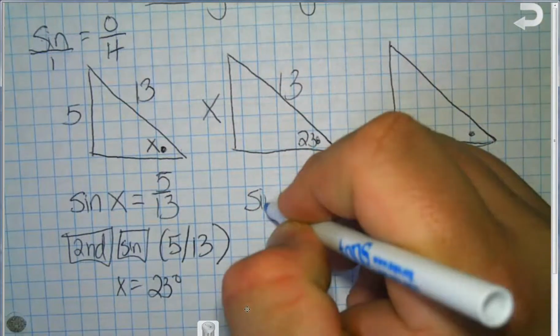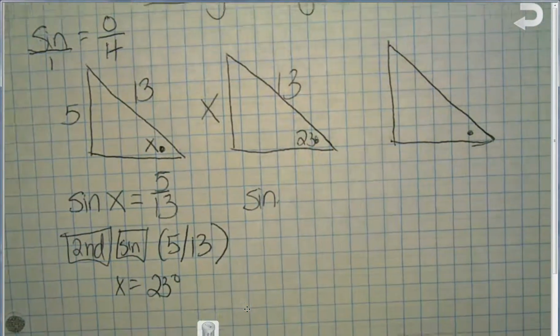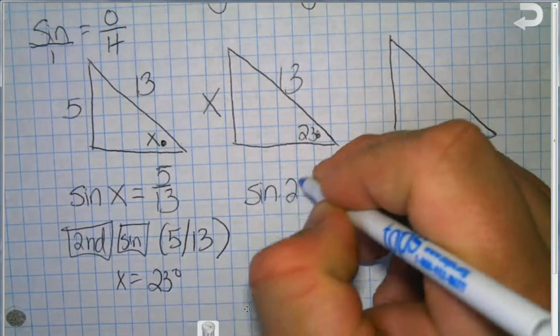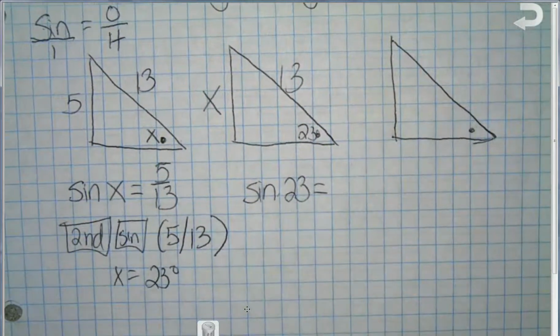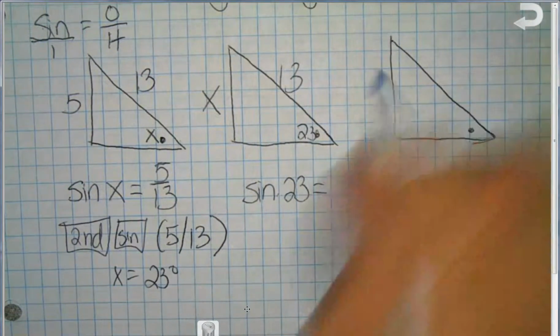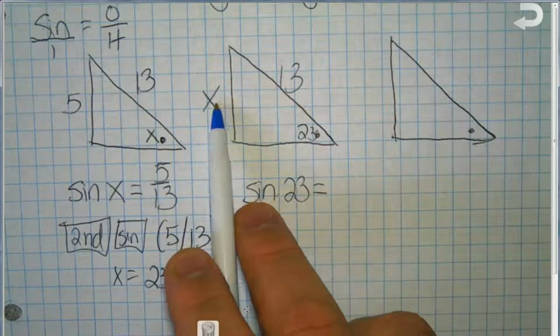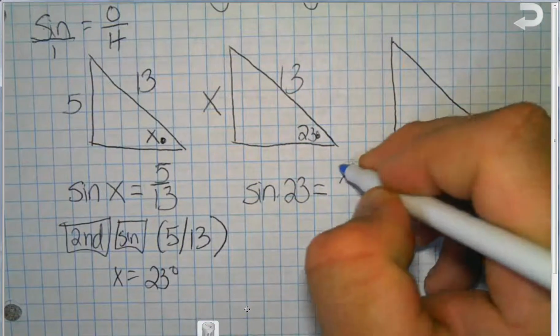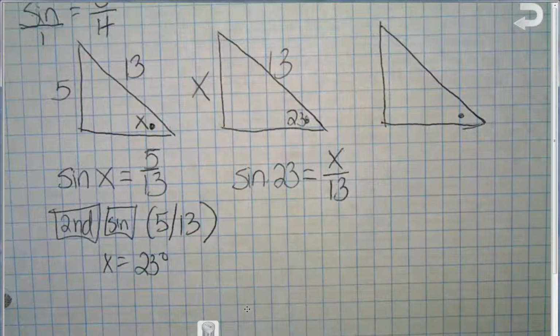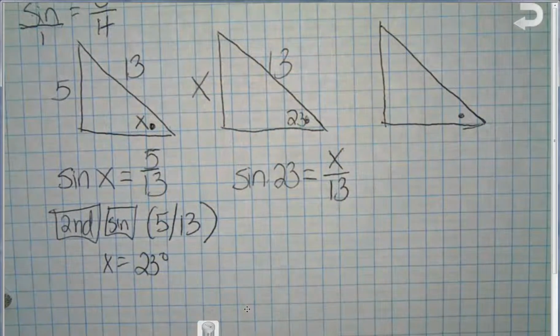The sine of what? We know the angle now, don't we? The sine of 23 is equal to, set up the same proportion we had in the other problem. Well, no, we technically don't know what this is. X over 13. Now, my question to you is, what are we going to be solving for here?